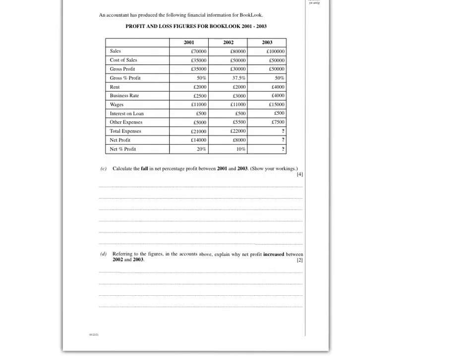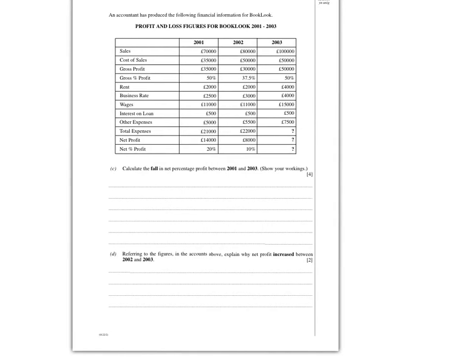Well, I know if you saw this question, you'd think, oh, good God, this is hard. But it's really, really easy. All they've done is they've given 3 years for profit and loss: 2001, 2002, and 2003. And they're asking you to calculate the net percentage profit for all the years, and say what the fall is between 2001 and 2003. Now, they made it easier.